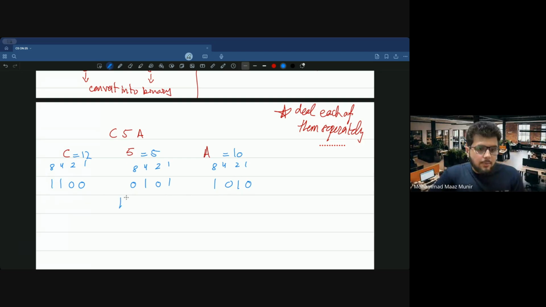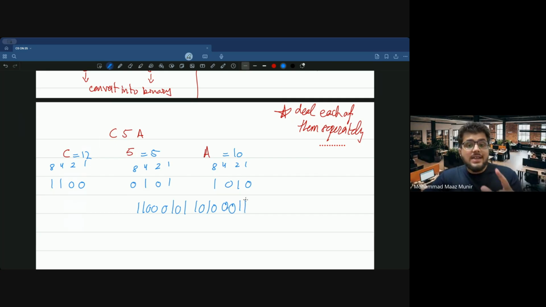Now just join them: 1100 0101 1010. Just write them together. Now let's say they give you a question like this where you have such large values, like 1100 0101 1010, and maybe let's add something else, 0011.